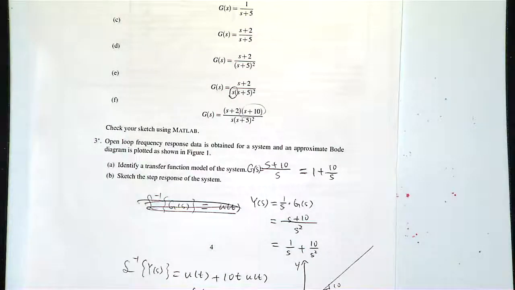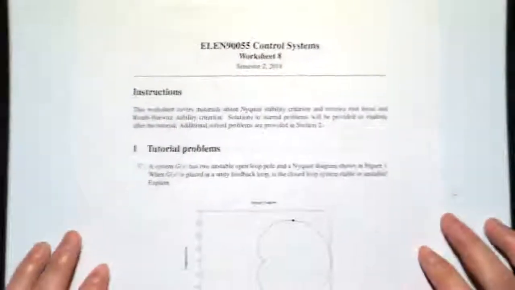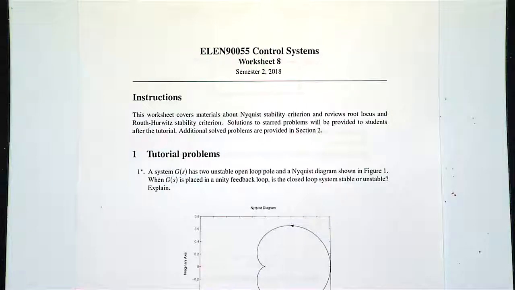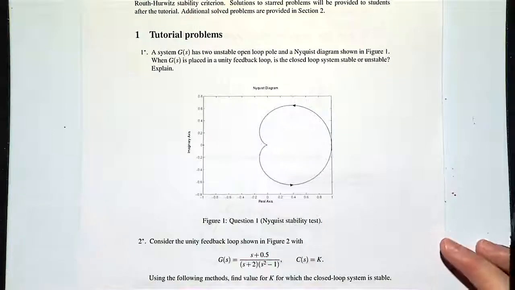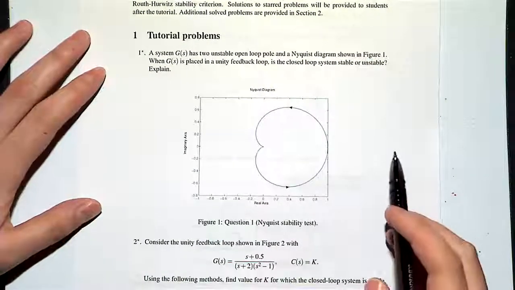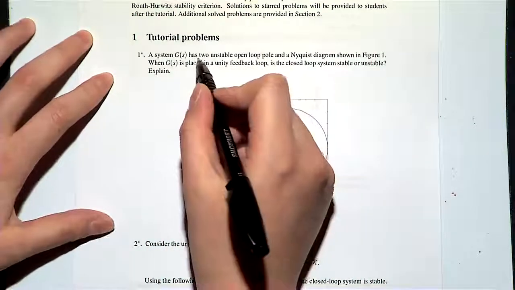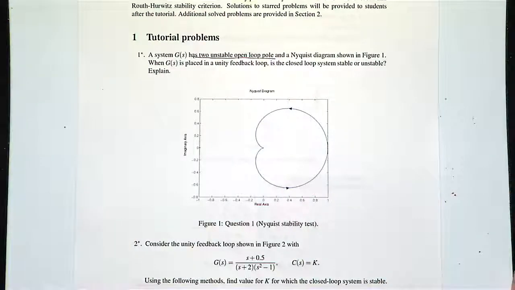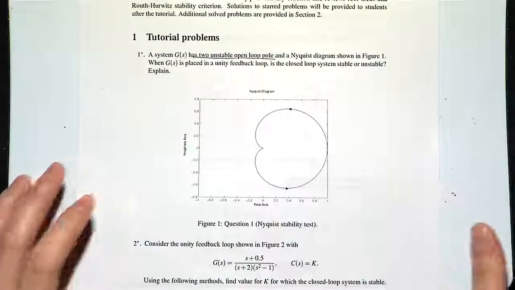Okay, so that is your tutorial 7. Now let's move on to tutorial 8. So tutorial 8 focuses on Nyquist, right? So first question, it is asking, there's a system G that has 2 unstable open loop poles, and this is the Nyquist plot, right?